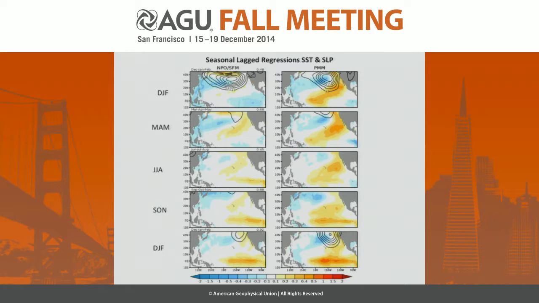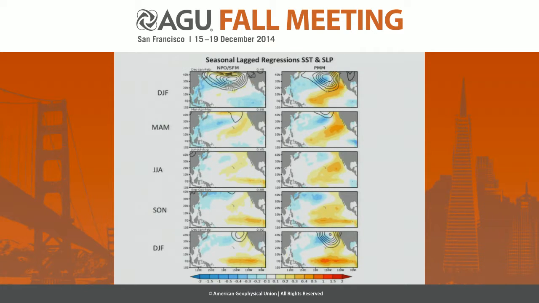So to look at the evolution of these two different precursors to ENSO, I've regressed sea surface temperature and sea level pressure onto each of those indices. The left is the NPO SFM, the right is the meridional mode, and these are seasonal lagged regressions, so time goes down. You have December, January, February prior to El Nino, and the JF with a mature El Nino.